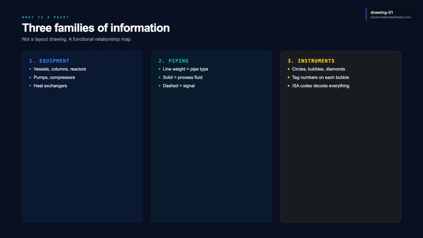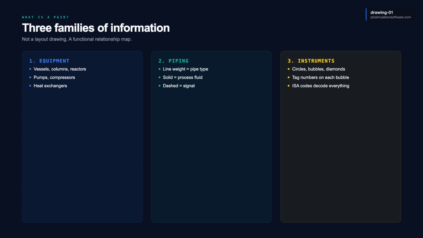Line weight and line style tell you whether the pipe carries process fluid, instrument signal, electrical signal, or pneumatic signal. A thick solid line is a main process pipe. A thin solid line is an instrument impulse line. A dashed line is an electrical signal. A dotted line is a pneumatic signal.